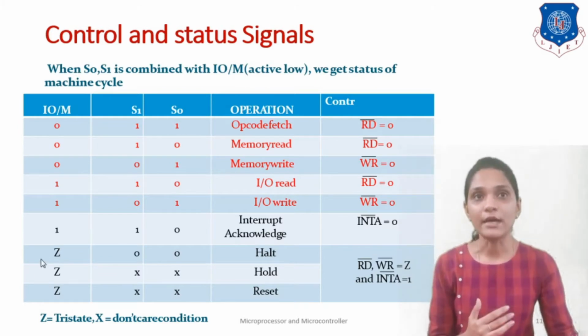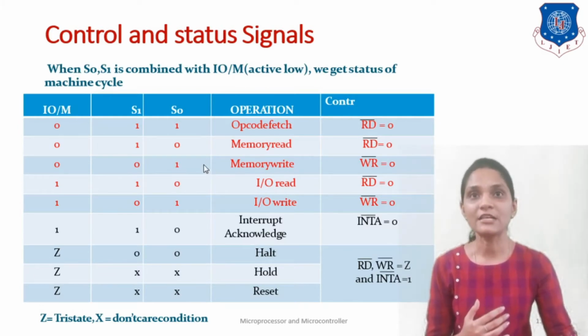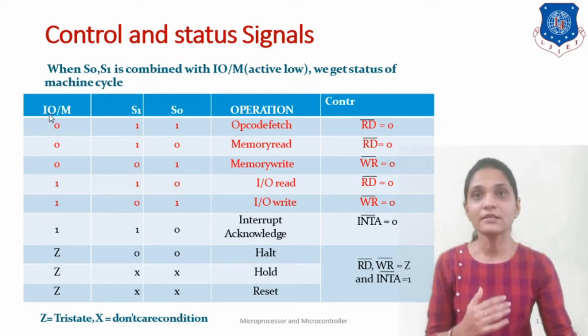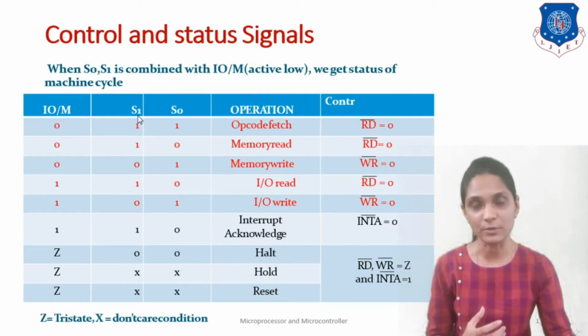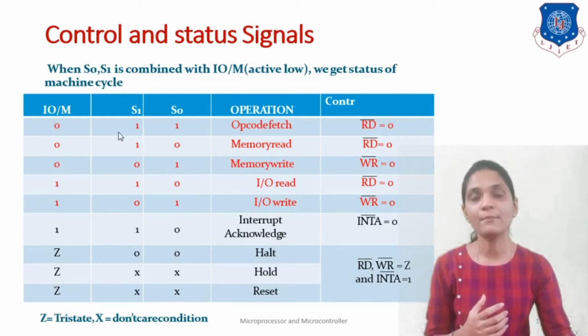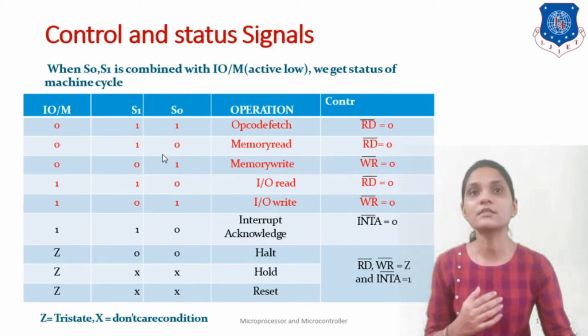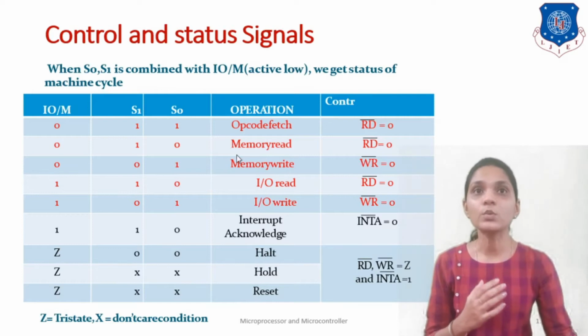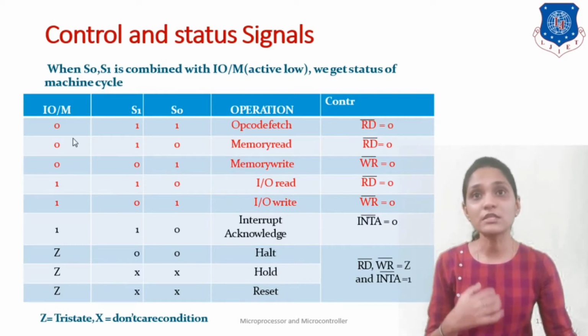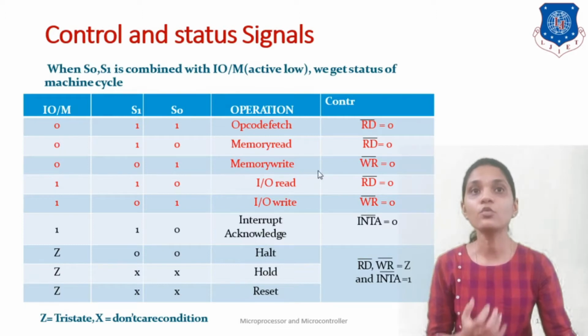So we know that there are two control signals, RD bar and WR bar, for the reading and writing operation, and there is another control signal, IO, M bar, that controls whether your task is related to IO or related to memory. And we have two status signals, S0 and S1. By combining IO, M bar, S1 and S0, we have a total of 8 combinations, and these 8 combinations indicate the different operations that we have already learned in the pin diagram. Here we require to know which type of control signals are required for which operation.